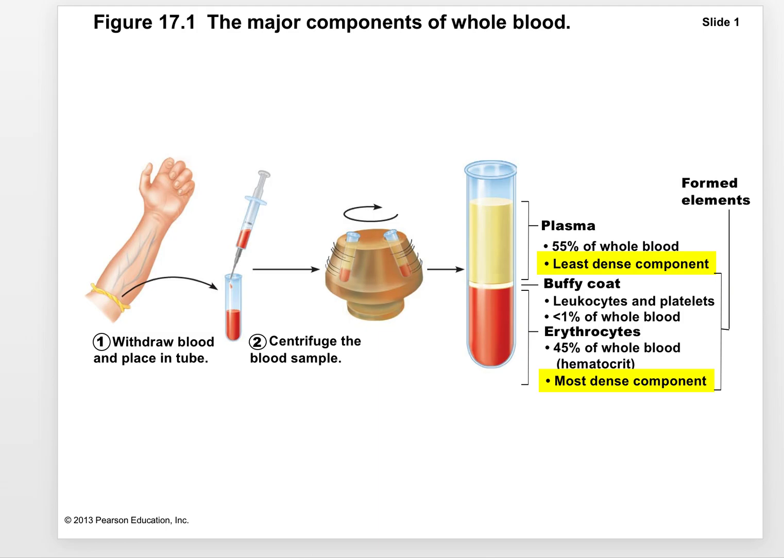If you withdraw blood and place it in a tube and then centrifuge that tube, which is just spinning the tube, it separates the components of blood. You separate the red blood cells from the plasma, and it separates into 3 sections. The plasma is the least dense, so that's going to be towards the top of the test tube. The middle portion is called the buffy coat, and that's leukocytes, white blood cells, and platelets. And the erythrocytes are the most dense compartment, and they're the lowest, furthest down in the tube, and that's composed of erythrocytes, or red blood cells.